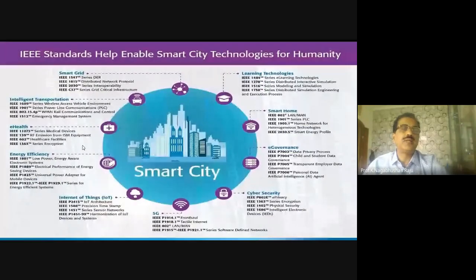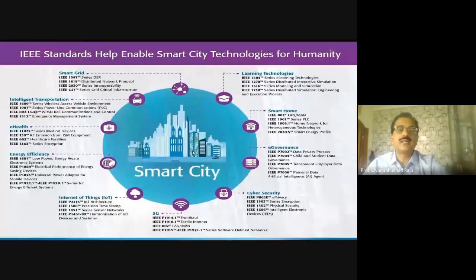Then the fourth one is IEEE standards. IEEE has a set of standards for all the smart cities. Anyway, I'll not go through all of this. For smart grid, you have a set of standards. For intelligent transportation, you have a set of IEEE standards. For e-health, you have a set of standards. For energy efficiency, you have a set of IEEE standards. For Internet of Things, you have standards for architecture, precision timestamp, sensor networks and so on. Then for 5G communication, you have standards. For cyber security, there are standards for encryption, physical security, and intelligent electronic devices. And then for e-governance, smart homes, and learning technologies, you have IEEE standards.